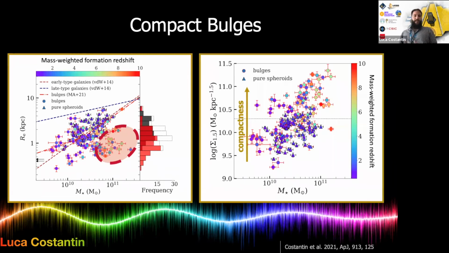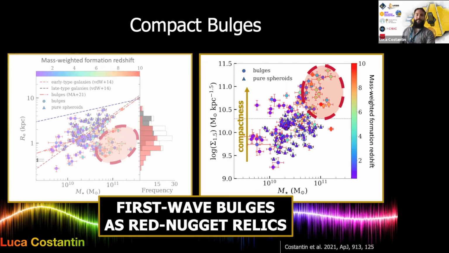On the y-axis, we have the mass surface density of our bulges, which is an indicator of their compactness. And again, we see that the degree of compactness correlates with the stellar mass, and that the most massive and compact bulges are the ones that form first in the universe. Here they are. So we identify these first wave bulges as relics of the red nugget population.